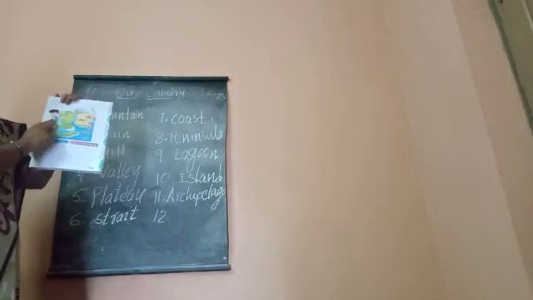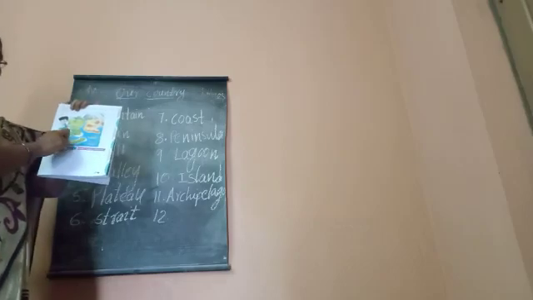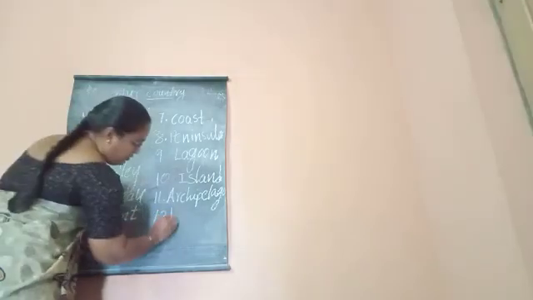Next, 12th one. Where is 12 here? Okay. Water falling vertically down to the course of the river. So this is called the waterfall.